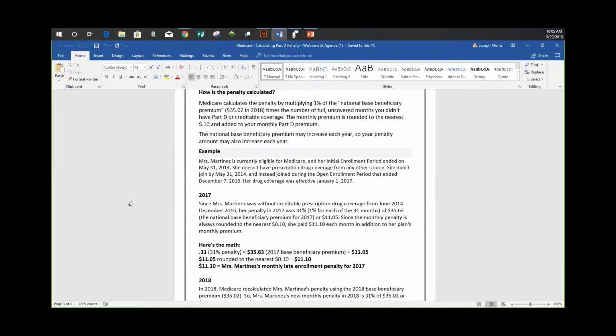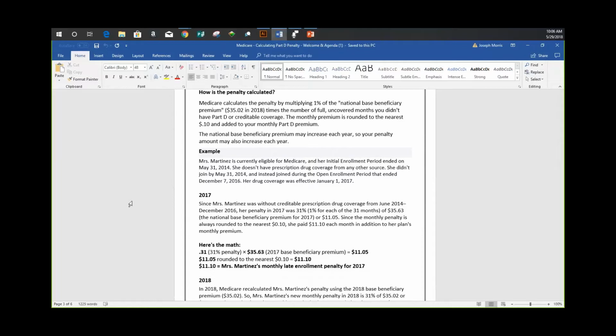Now, as I said, the national base beneficiary premium for Part D may increase each year, so your penalty amount may also increase each year. Let's take a look at an example of how that would be calculated. Let's say Mrs. Martinez is currently eligible for Medicare, and her initial enrollment period ended on May 31st, 2014. She doesn't have a prescription drug coverage plan from any other source. She didn't join by May 31st, 2014, and instead joined during the open enrollment period that ended December 7th, 2016.